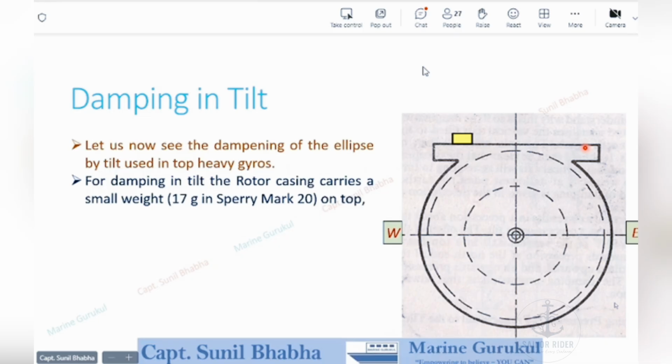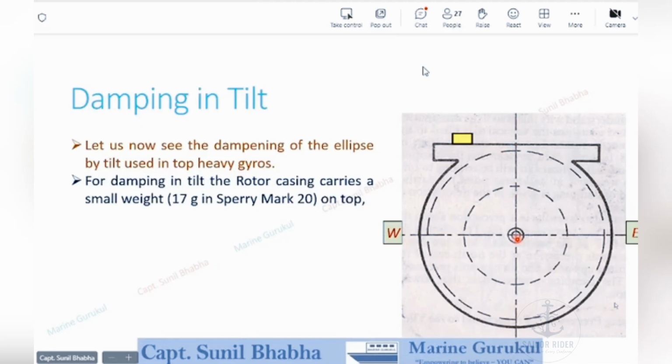Now, when we generated the control precession, we placed a weight exactly on top of the center of the rotor. So we placed a weight where right now the laser pointer is. The weight was placed here to make it a top heavy gyro. The weight was exactly on top of the center of gravity, or the center of the rotor.